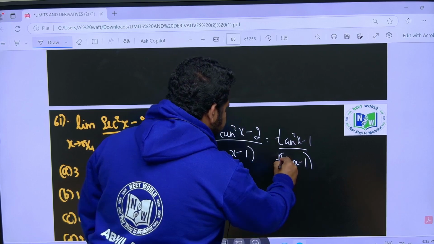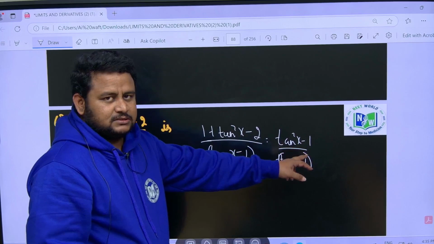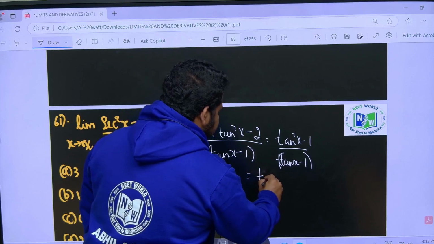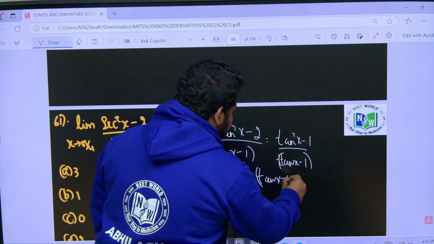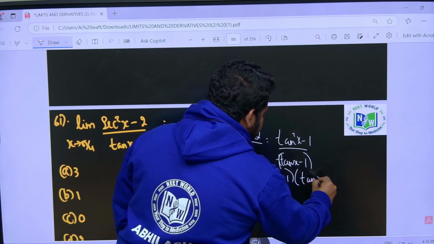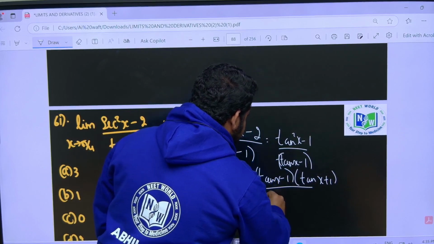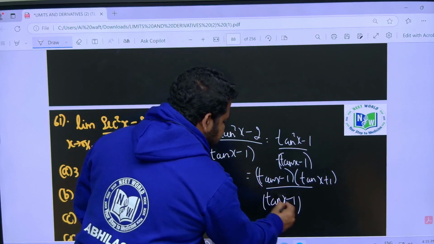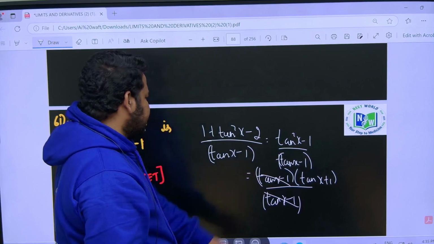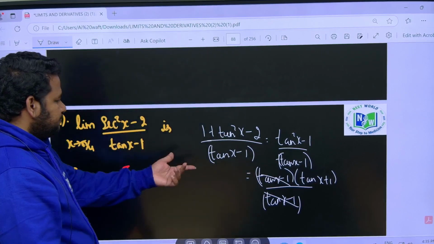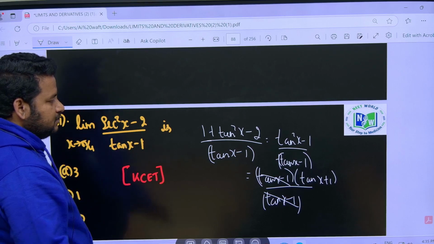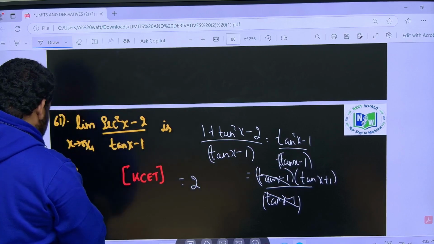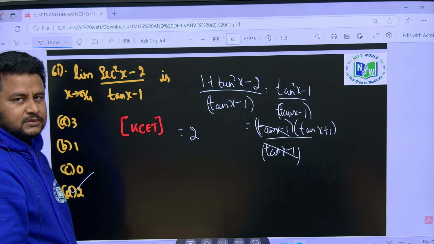These are which form, friends? A square minus b square. I can write it as a plus b into a minus b. So this will be equal to tan x minus 1 into tan x plus 1 divided by tan x minus 1. Now I can cancel this, so I am left with only tan x plus 1. If I substitute x as pi by 4, tan pi by 4 is 1, so 1 plus 1, the value will be equal to 2. That is option D.